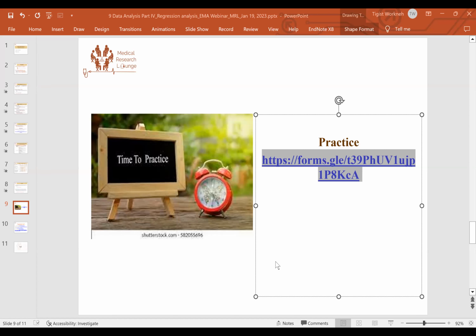Retrospective and prospective cohorts are the same. There is no difference between the two, okay? Retrospective and prospective cohorts during analysis are handled the same way. There is no difference between the two.